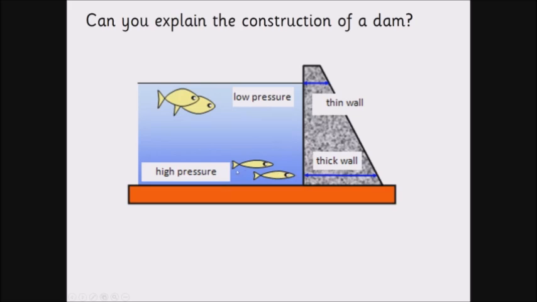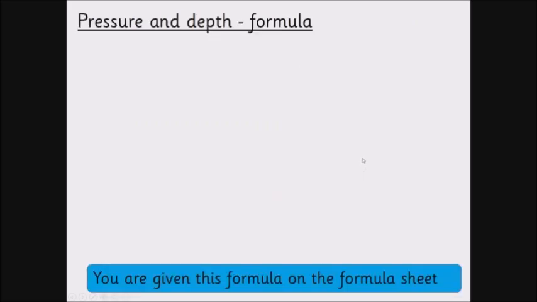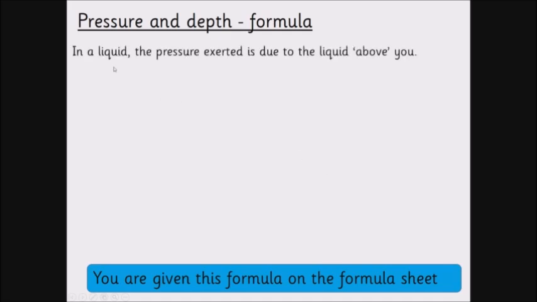So because there's a high pressure, and remember in a liquid, pressure acts at a surface, pressure will be acting at right angles to that surface. So the pressure on the thick wall will be pushing it outwards, the pressure on the bottom's pushing it downwards. And because the water's deeper, we would need a thicker wall at the base of the dam. So the formula, you are given this formula on the physics formula sheet, but I'm sure you could work it out yourself. What have we said so far?